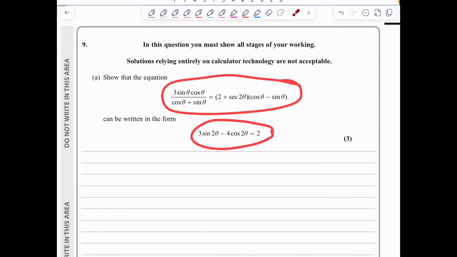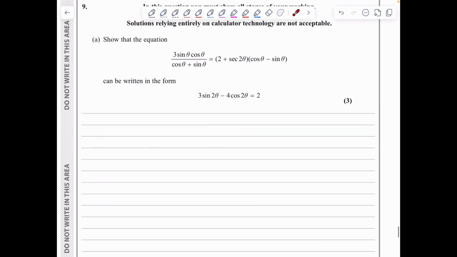3 sine 2 theta minus 4 cos 2 theta is equal to 2. So I will start by cross multiplying. We get 3 sine theta cos theta is equal to 2 plus the sec 2 theta will be written as 1 over cos of 2 theta, and I've got cos theta minus sine theta times cos theta plus sine theta.